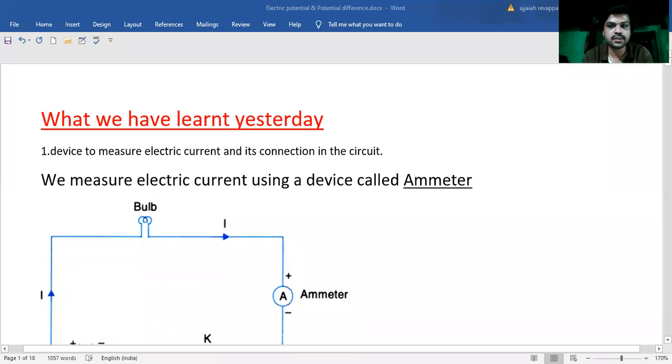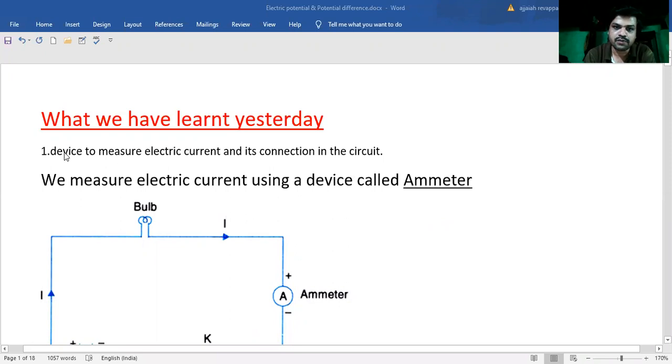So far in this lesson of electricity, we have learnt many basic important physical quantities. Let us have a quick revision of what we have learnt in the previous week, and we'll take today's concept and continue further.